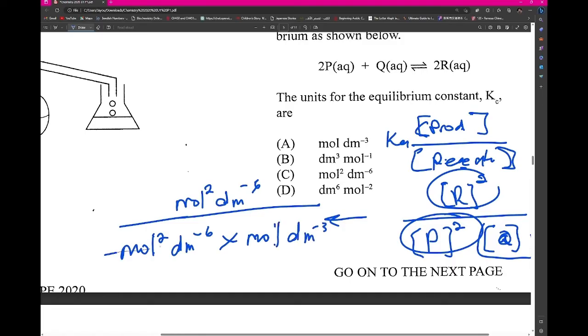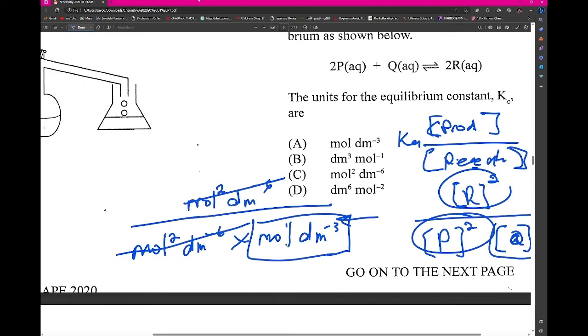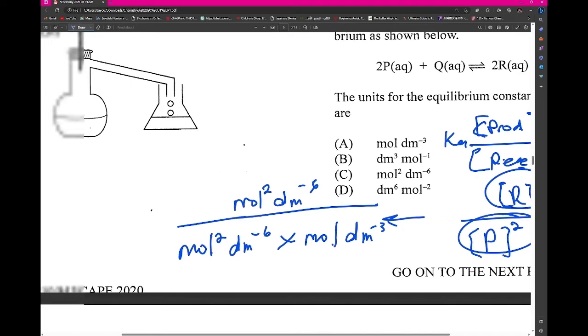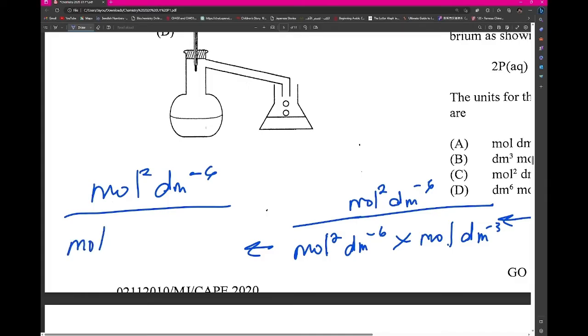Right, so we're going to end up canceling these, and this is going to be left. Well, let's not do that. I think there's going to be an issue that arises if we do that. Let's just do everything. So we're going to times the bottom, so we're going to end up with mole squared dm -6. We're going to times the bottom, we're going to get mole cube. Remember laws of indices, we add the indices, cube dm to the -9.